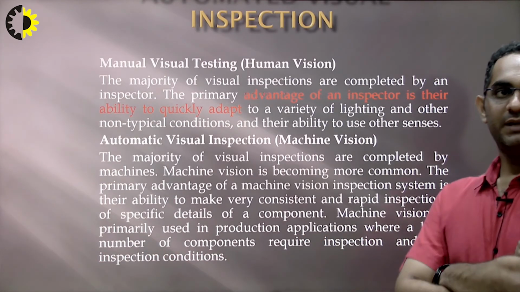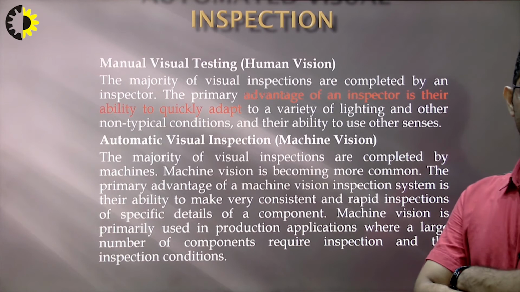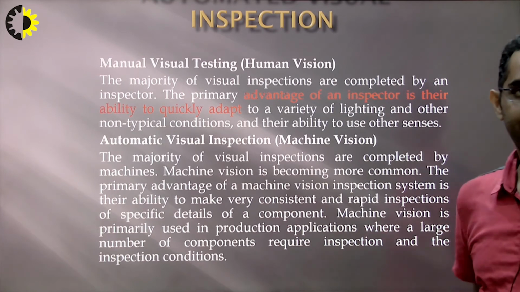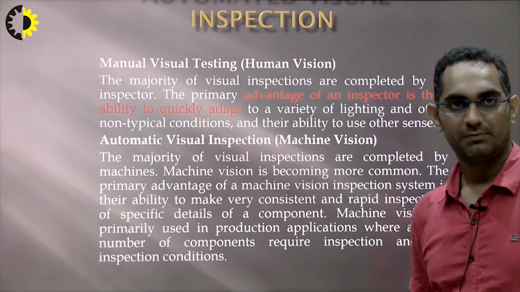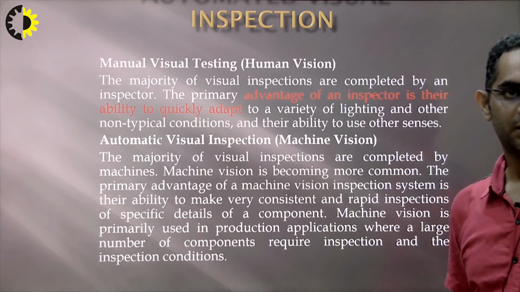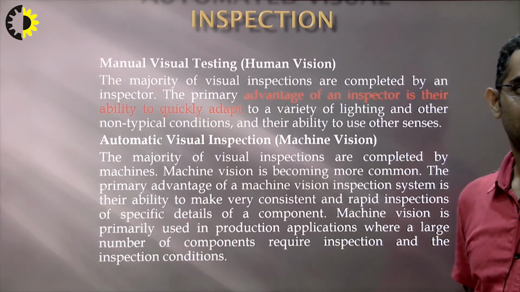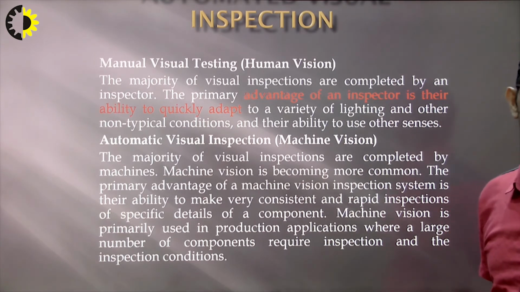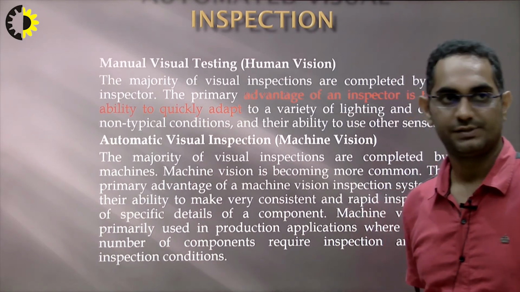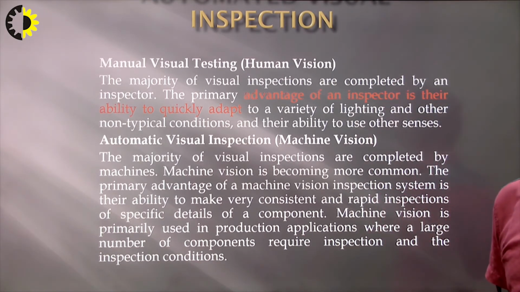Then next is manual visual testing, that is the human eye. The majority of visual inspections are completed by an inspector. The primary advantage of an inspector is the ability to quickly adapt to a variety of lighting and other non-typical conditions, and their ability to use the other senses.